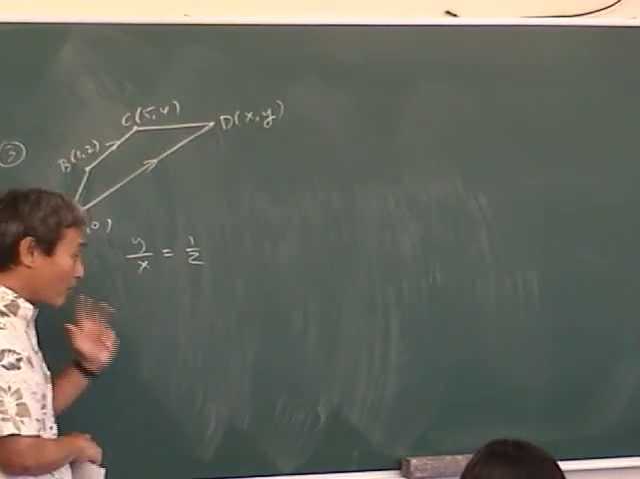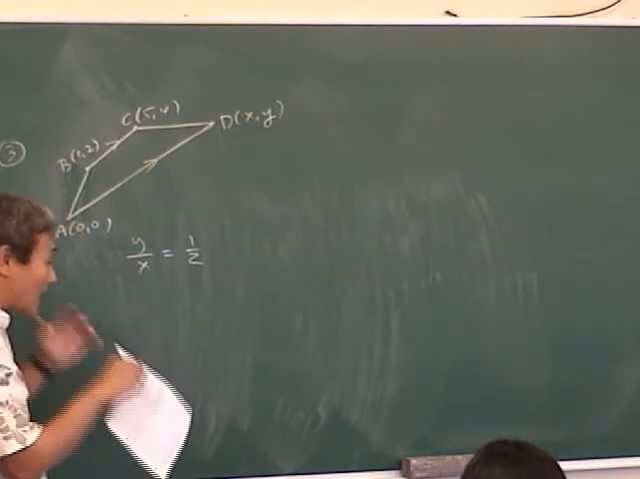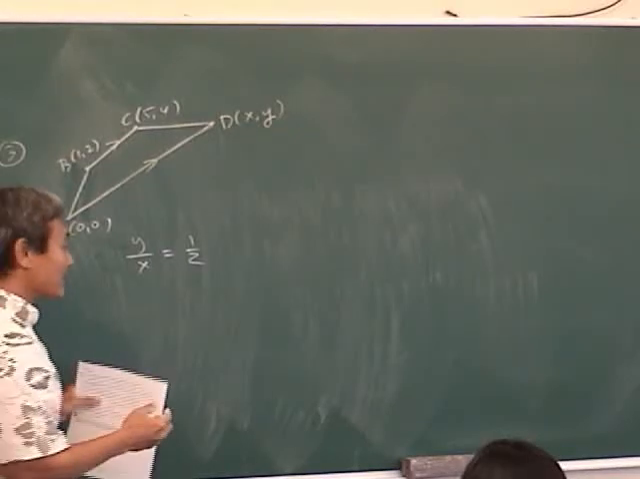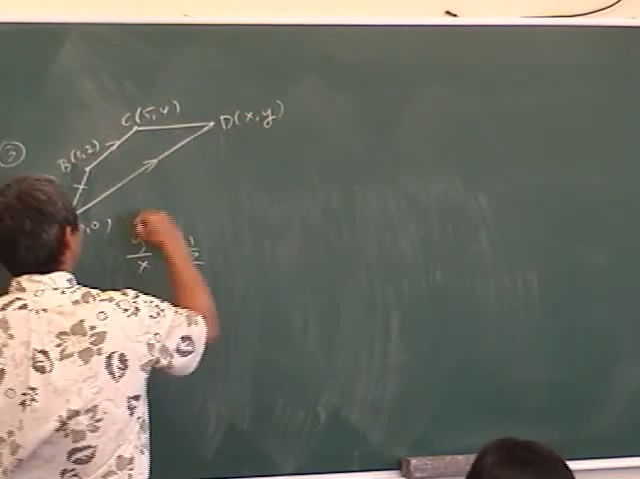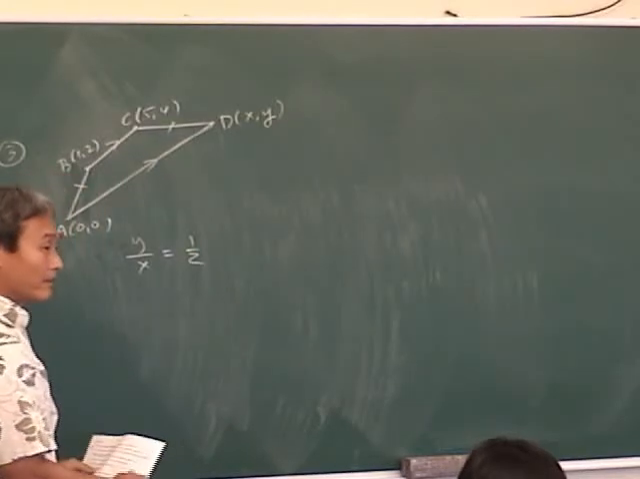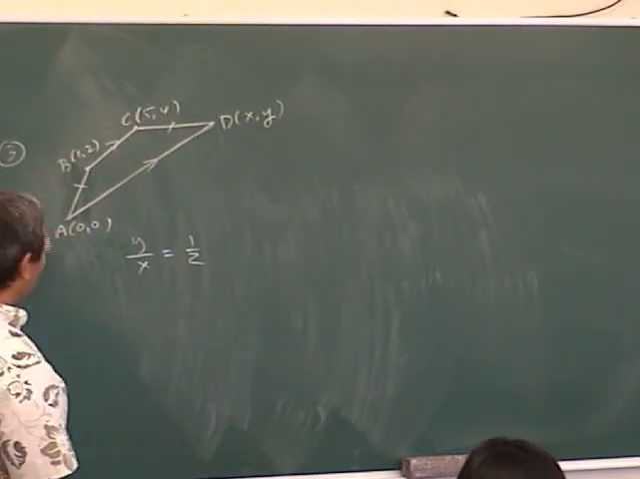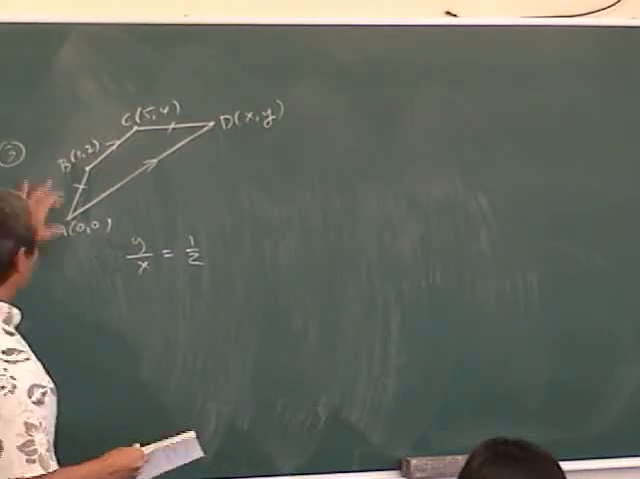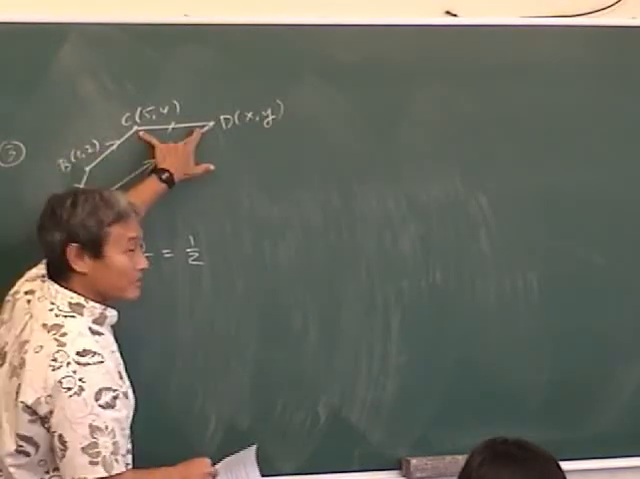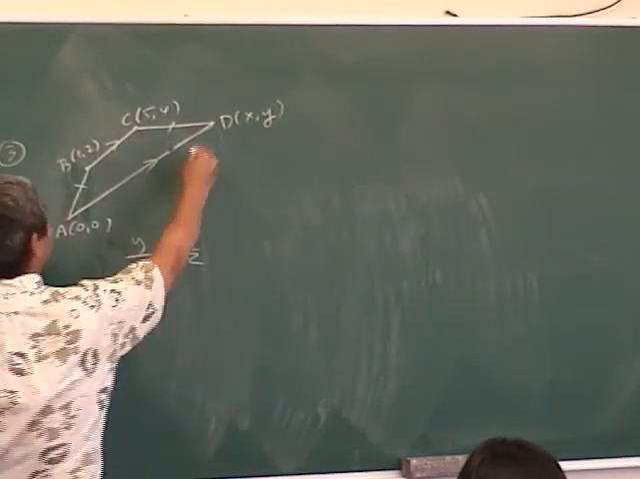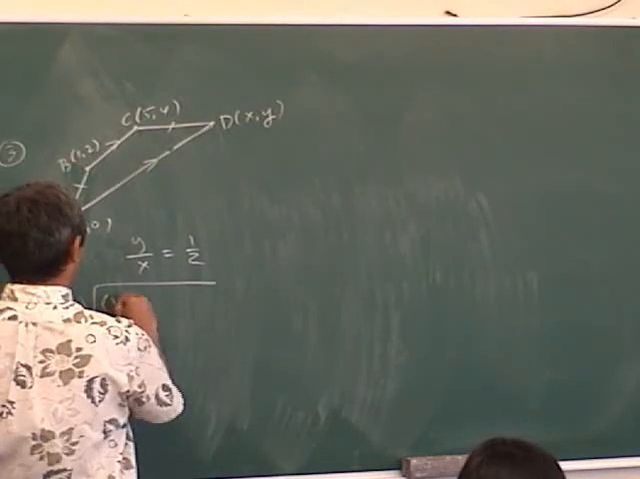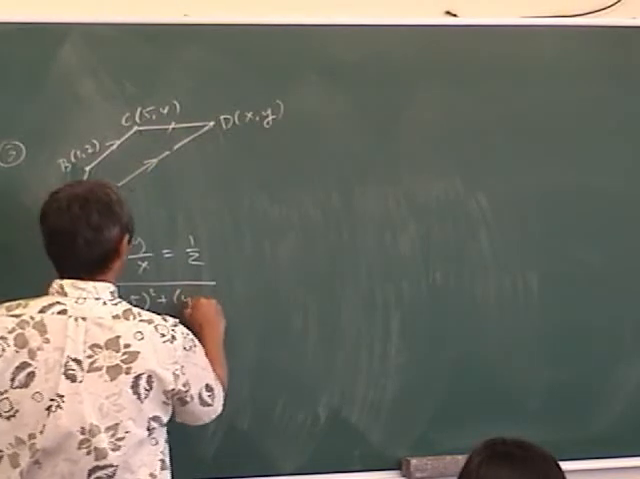You need another equation. This is an isosceles trapezoid. What does isosceles mean? This side gotta equal that side, right? So what equation am I gonna write? The distance from here to here equals the distance from there to there, okay? What is the distance from here to here? Square root of x minus 5 squared plus y minus 4 squared.